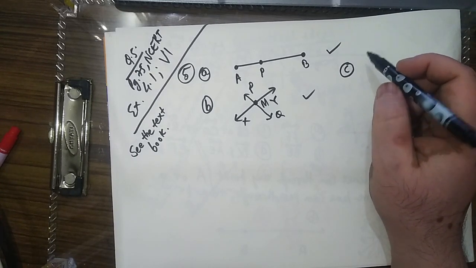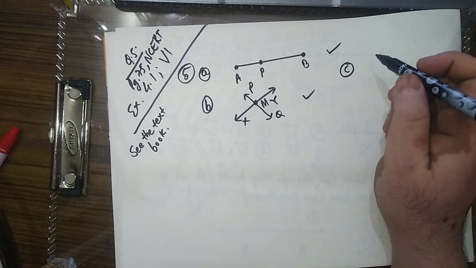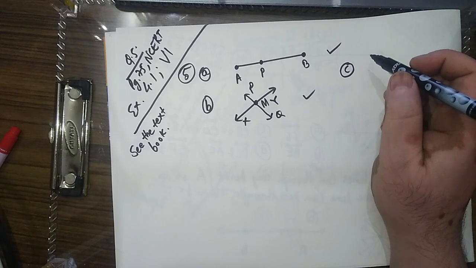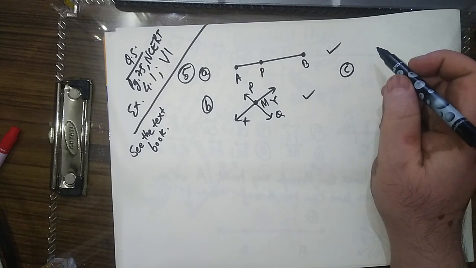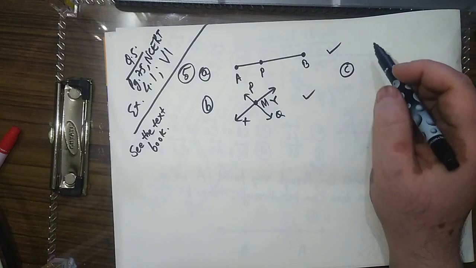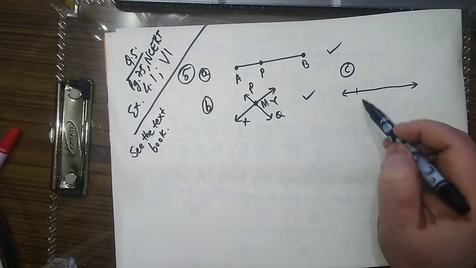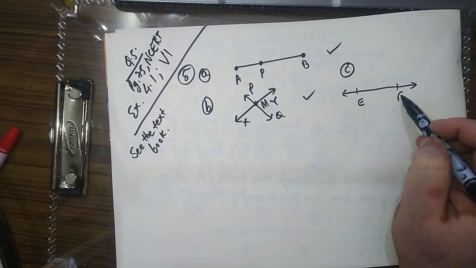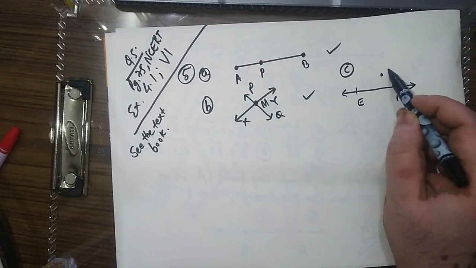Line on which O lies. Now that is done. This is question number C. Line L contains E and F but not D. So there is a line L that contains E and F but not D. So D will be away from here.